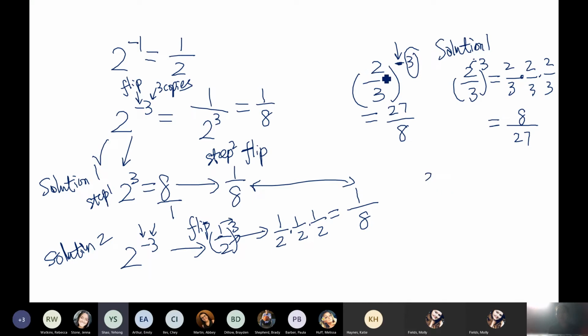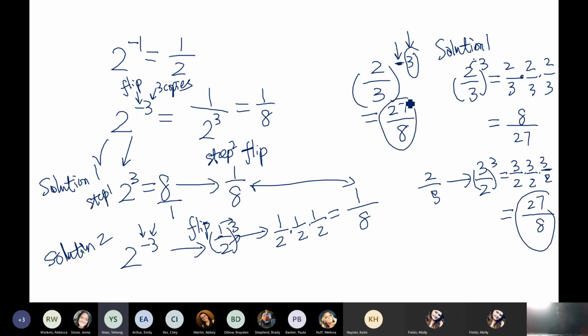So first I'm going to flip 2/3, flip the numerator and denominator. I get 3/2. And I'll deal with the 3 copies. So I take 3 copies of 3/2. That's going to give me 3/2 times 3/2 times 3/2, and multiply straight across. 3 times 3 times 3, 27. 2 times 2 times 2, 8. So look, it's exactly the same answer. Okay, so that negative exponent just gives you an extra step that you have to do.